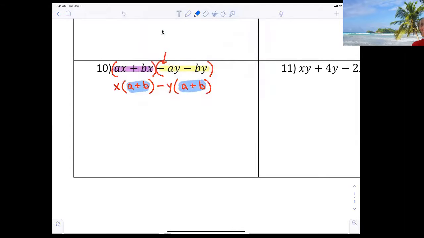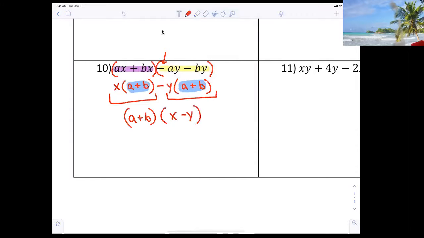Now, these problems are just like we did above. So now we have to take this and look at it. And what's common? A plus B is common. And what's left behind? X minus Y. That's really as hard as it is for today. A plus B times X minus Y.